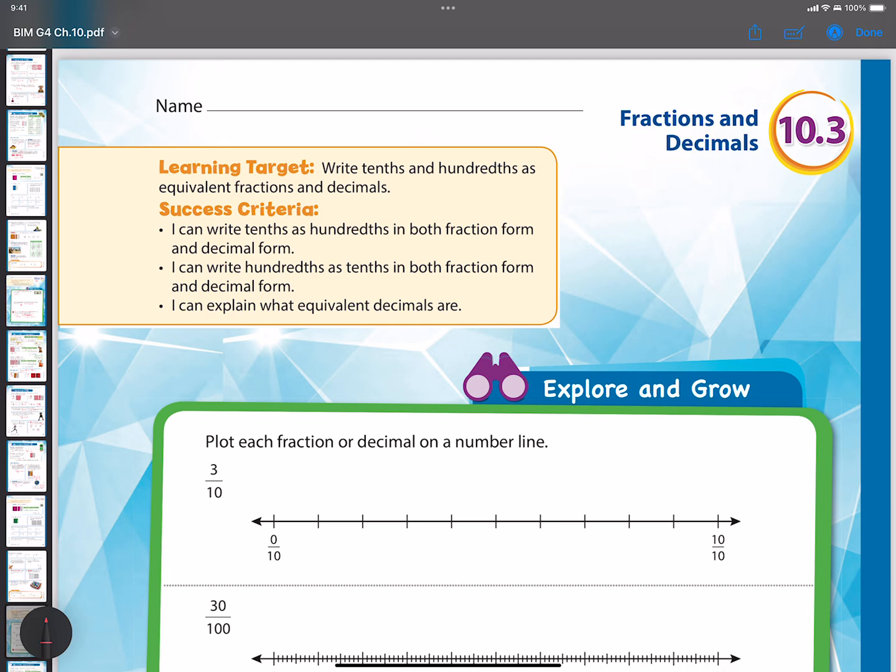Hi, my fourth graders, welcome back. This is lesson 10.3, fractions and decimals. Our target is to write tenths and hundredths as equivalent fractions and decimals.